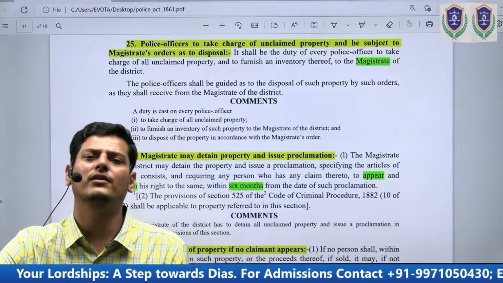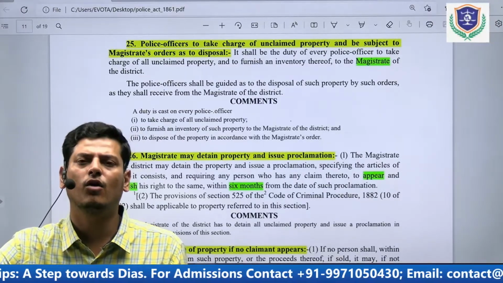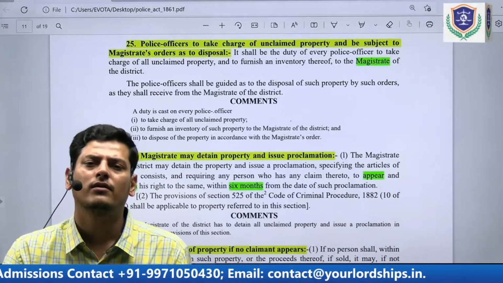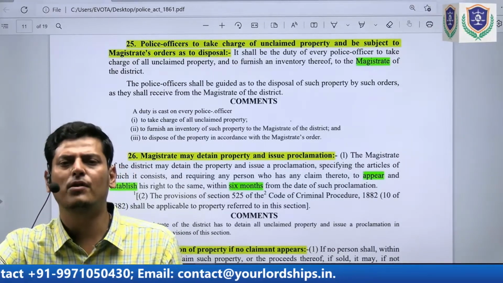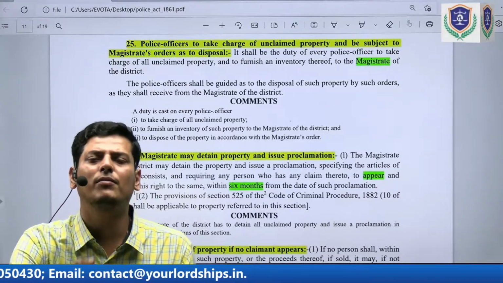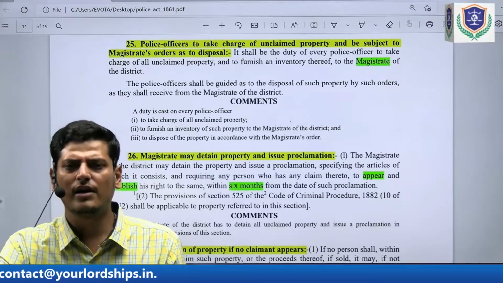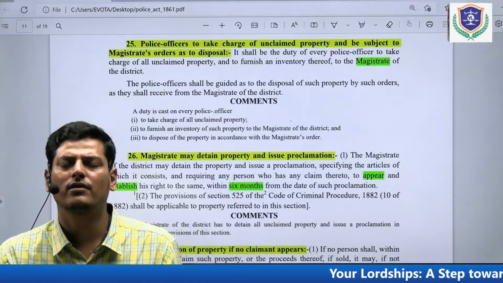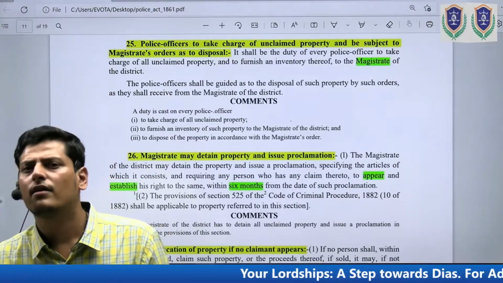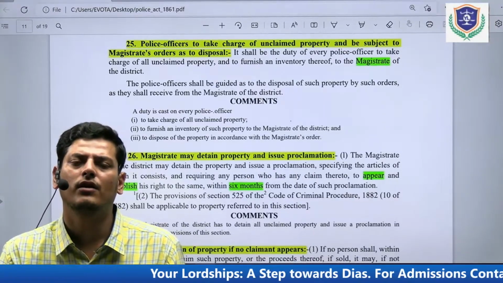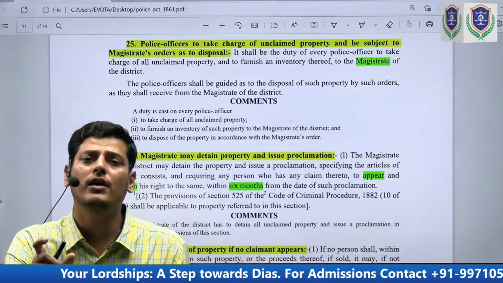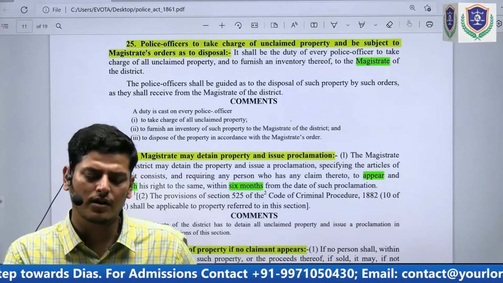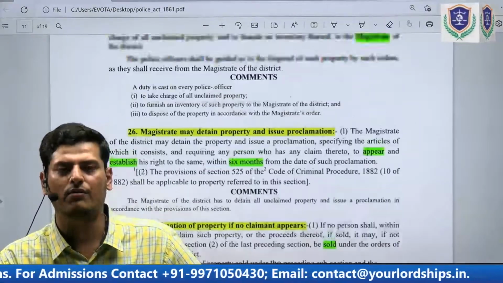He may issue a proclamation and invite any claimant of that unclaimed property to claim that property. If sufficient time elapses and it is perishable, it can be sold, and the relevant money will be given to the claimant. And if even after the proclamation no one has claimed that property, then it will be sold, and the money that has been recovered shall be at the disposal of whom? It shall be at the disposal of the state government. So this entire thing has been covered under section 25, 26 and 27.